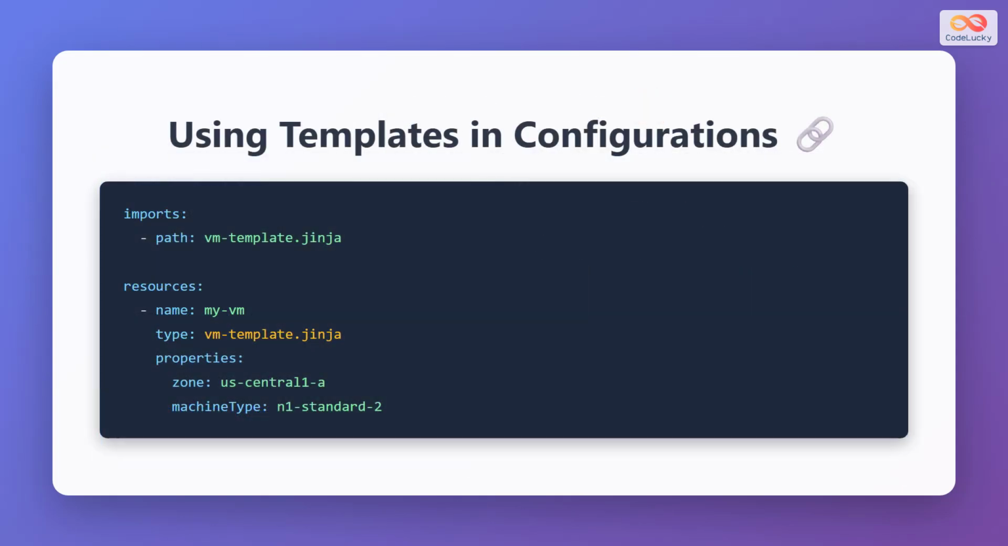To use a template in your configuration, you start with an import section where you specify the path to your template file. Then, in your resources section, instead of using a standard GCP resource type, you reference your template file name. You can pass properties to the template, like zone and machine type, which the template uses to customize the resource. This separation between configuration and template logic keeps your code organized and makes it easy to reuse templates across different projects and environments.